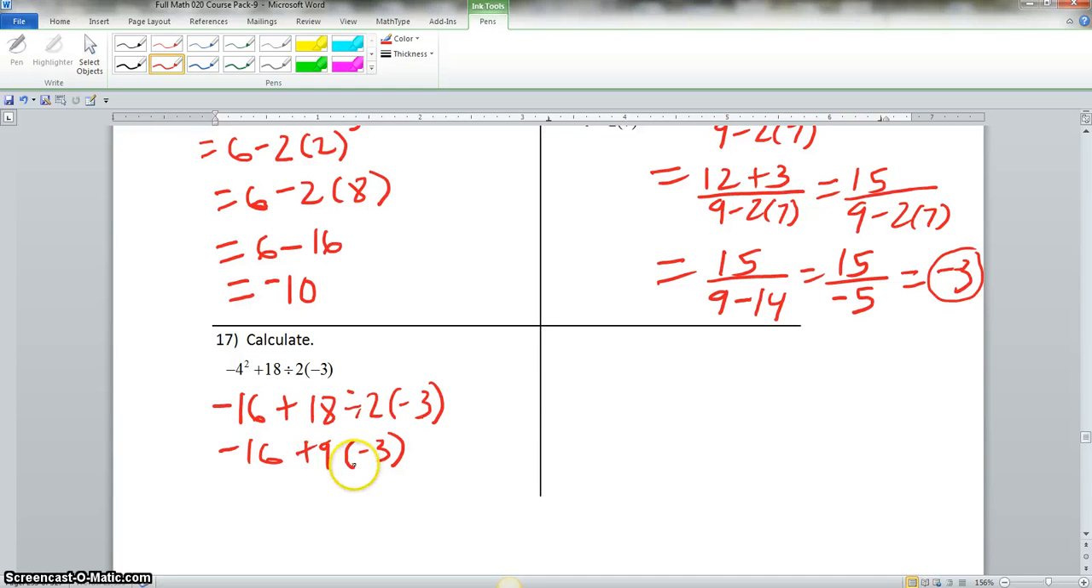Now we have addition and multiplication. 9 times a negative 3, we know a positive times a negative is a negative. So this would be negative 16 minus 27. Now both of these are like terms. So we will add them together. 16 and 27 is 43. And we will carry the sign. So your final answer here is a negative 43.